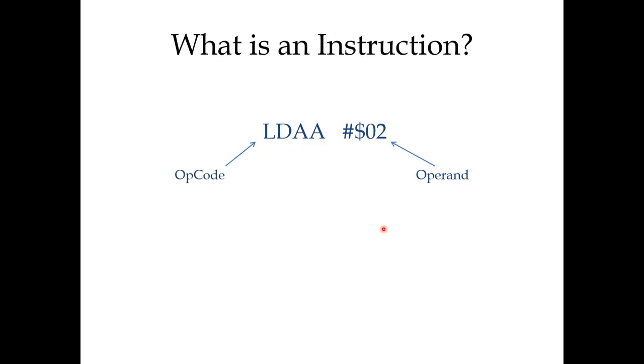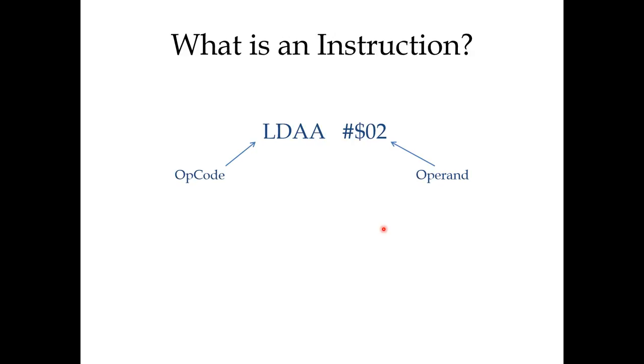What is the opcode here? It is LDAA, right? It is not LDAA for, meaning there are plenty of other opcodes. This is one of those, okay? The second part will be a number kind of thing. That is called the operand. So that means each instruction will have two parts: opcode and operand. You see what I'm saying?